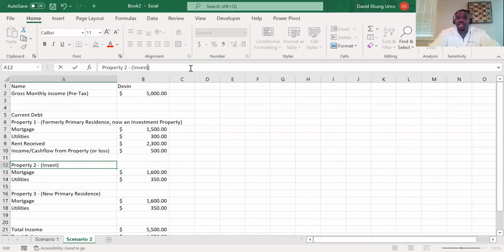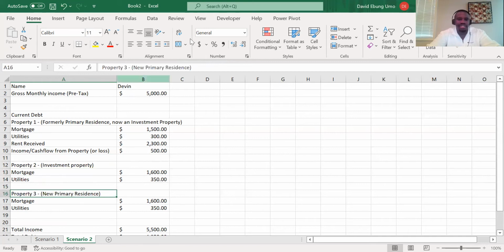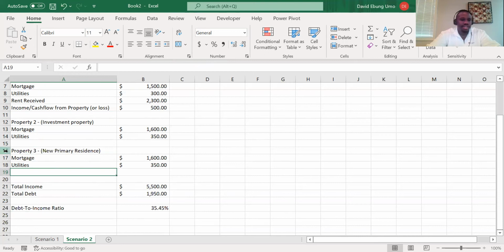FYI, it doesn't have to be like a full 5 years or nothing. You just have to stay there for a year. So this is a new primary residence.